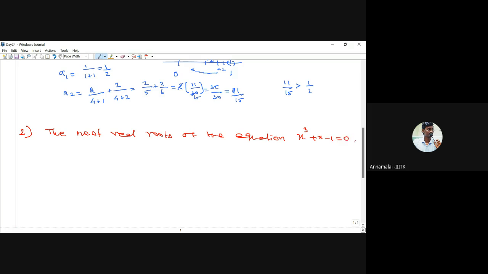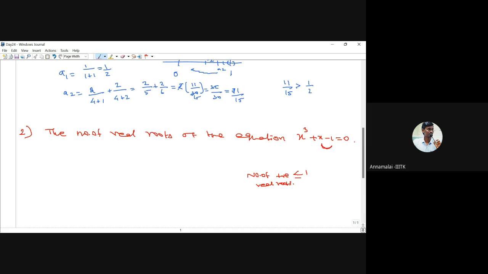By Descartes' rule, we know that the number of sign changes bounds the number of positive roots. So here, how many changes? We have only one change. Therefore the maximum number of positive real roots is less than or equal to 1.